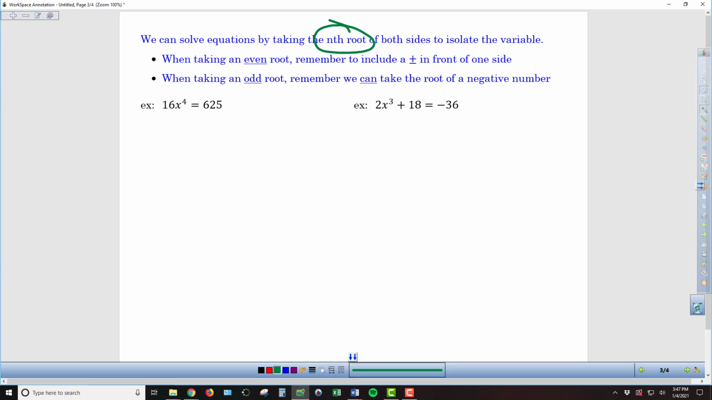Now one thing that we have to remember is when we're taking the even root of both sides, I need to put a plus or minus in front of my answer, because when I raise that number back to that even root, the negative sign will disappear. So my answer could be positive or negative.